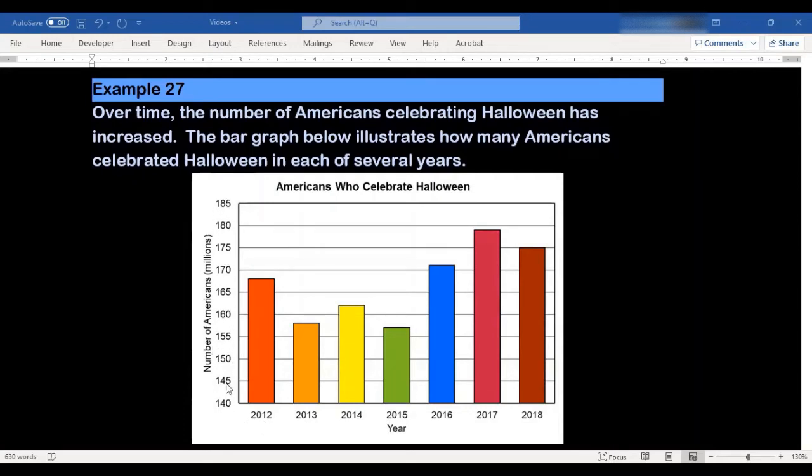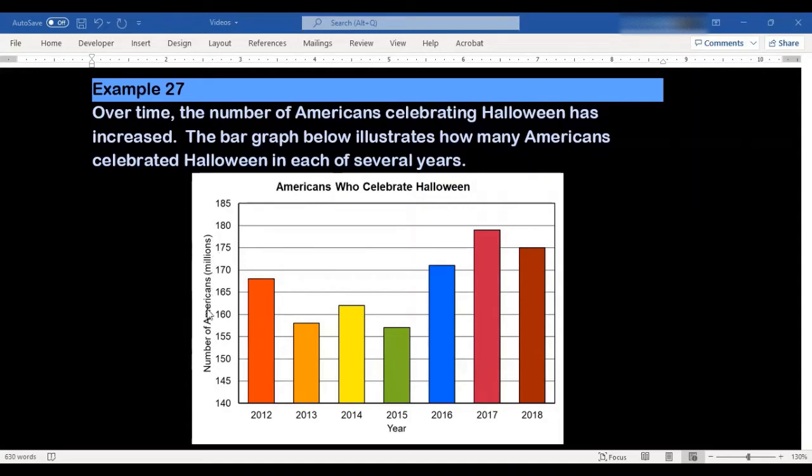Now over here we have the vertical axis. This is the one that goes up and down, and it's telling us this is the number of Americans in millions. Be careful when you're reading the numbers. When I see a number like 170, that doesn't mean 170 Americans, it means 170 million Americans. Very often, especially on this vertical axis, you want to pay careful attention to that label, because sometimes it'll be in millions or billions or dollars or inches. Those units are going to be important for us.